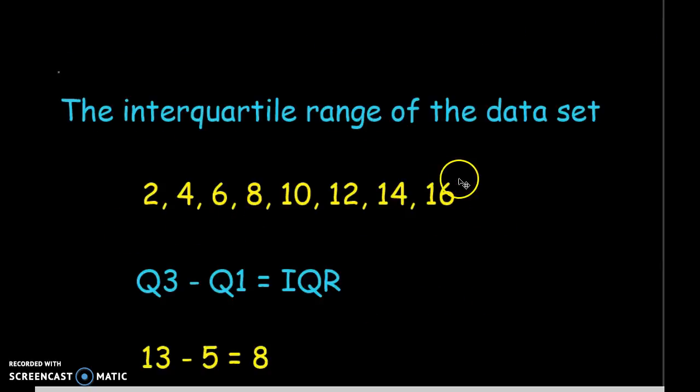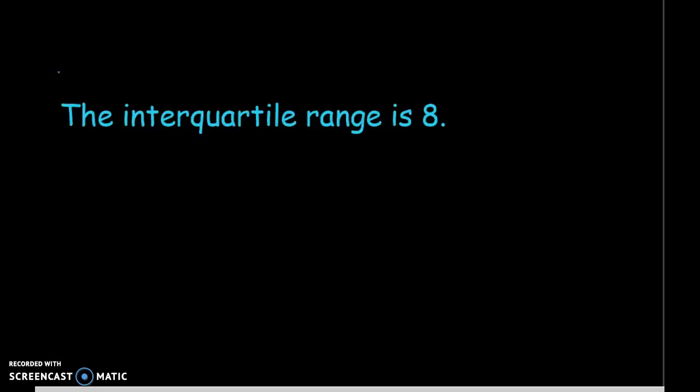So the interquartile range of this data set is quartile 3 minus quartile 1, which is 13 minus 5, which gives us 8. The interquartile range is 8.